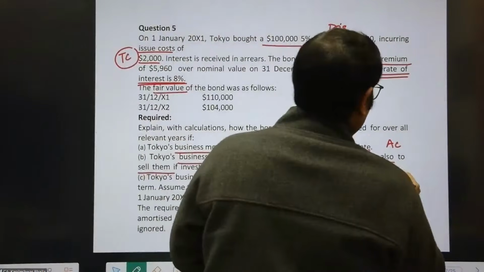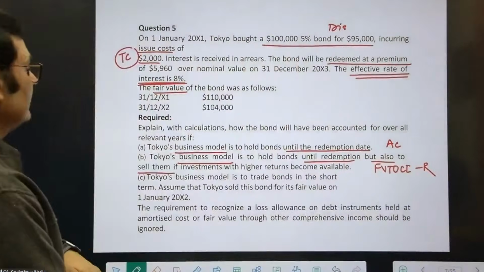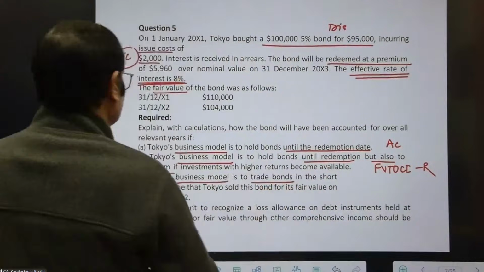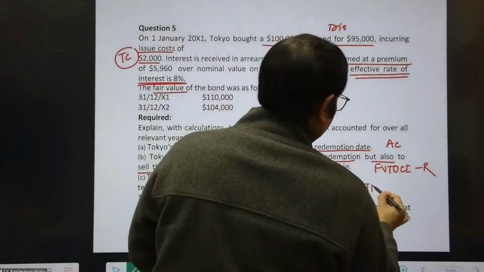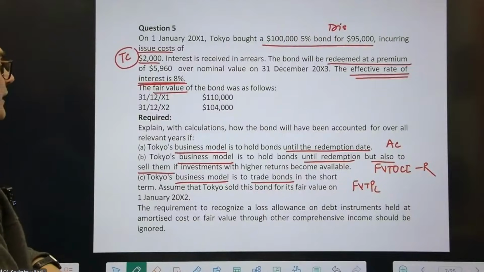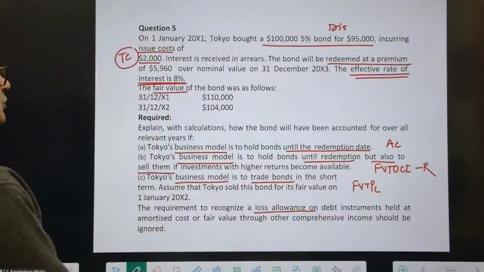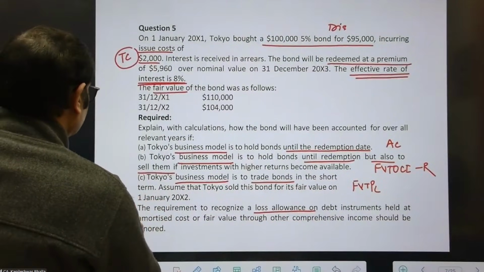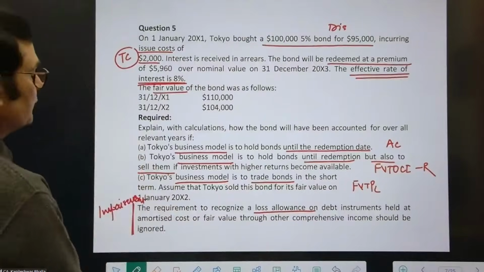Mixed case. So can I say FVTOCI? Then he says Tokyo's business model is to trade the bonds in the short term. And that means this is supposed to be FVTPL. So I've got all the three cases. And then it says the requirement to recognize a loss allowance on a debt investment at amortized cost or FVTOCI should be ignored. He is indirectly telling me not to worry about the impairment loss. The impairment loss can be ignored in this particular case.